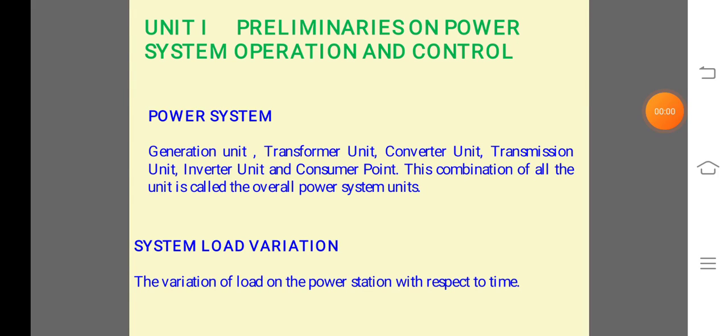Hello everybody, let us see the preliminaries on power system operation and control. In this power system operation, we have to see an overview of power system control. It has speed regulation of the governor, and controls the boiler pressure and temperature. Next, speed regulation is concerned with steam input to the turbine.